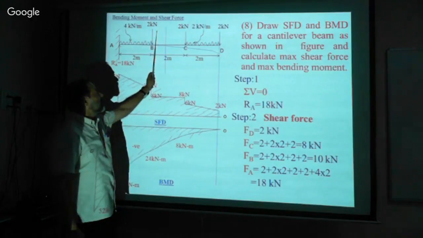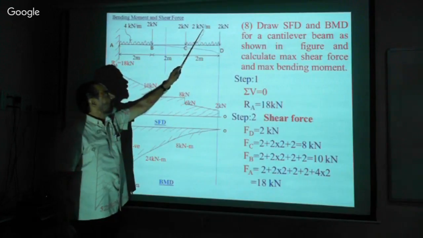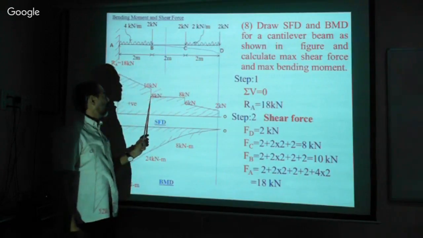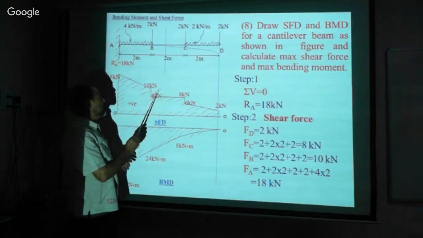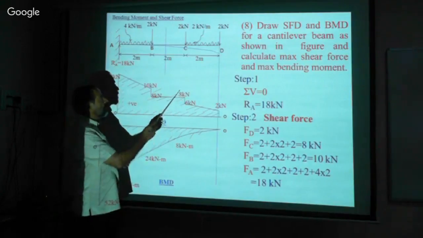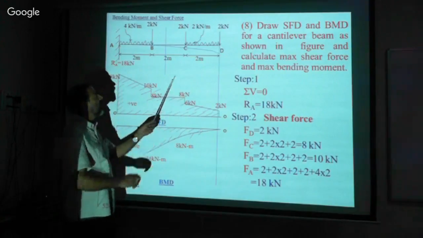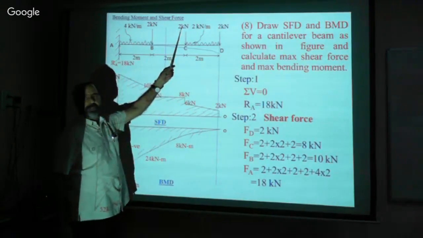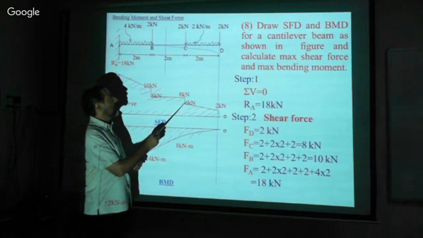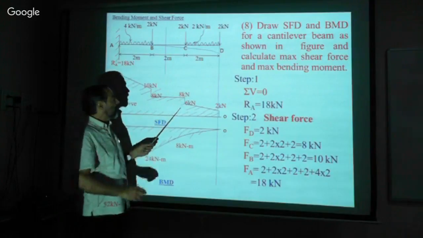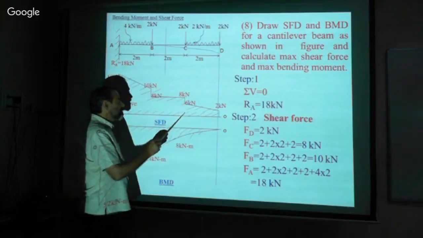If you consider the right side section, the shear forces are 2 kilonewton, 4 kilonewton, and 2 kilonewton. Therefore, 8 kilonewton. All over, from B to C, wherever you calculate the shear force, we will get the same answer, 8 kilonewton. Therefore, you draw the constant horizontal line. This is the shear force line. And again, at this point, 2 kilonewton is acting downward. Therefore, go down 2 kilonewton. And from here to here, the rest is 6 kilonewton.